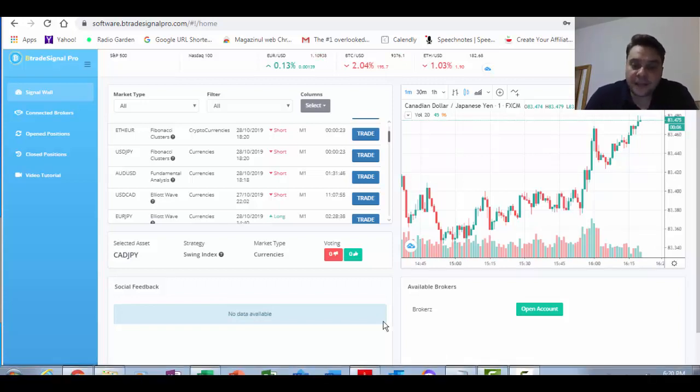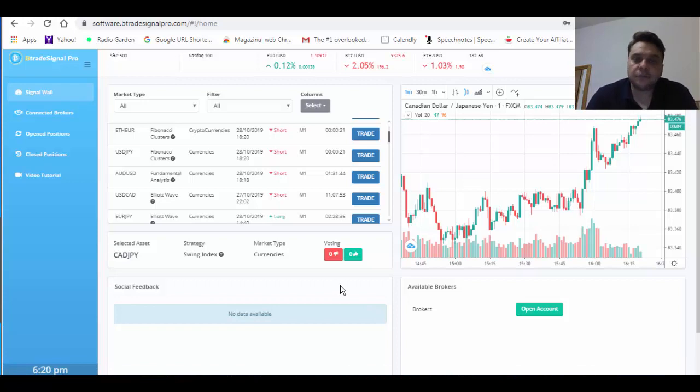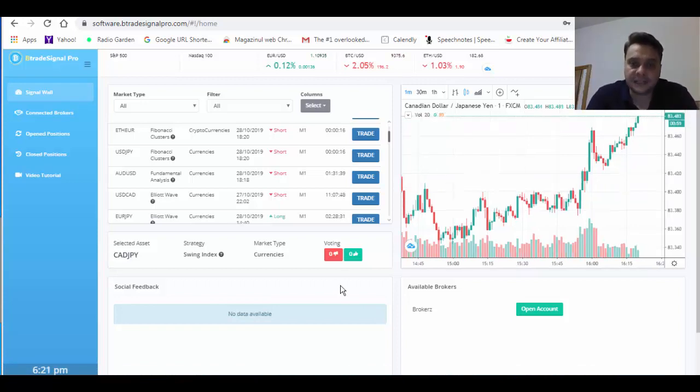So, an important update with Btrade Signal Pro. For those of you who don't know, Btrade Signal Pro is a semi-automated trading software which allows you to find the best signals in the market for both cryptocurrency and global currencies and place the trades right in your broker account. The simplicity of this trading software is that you just push a button and it will automatically place the trade in your broker account.